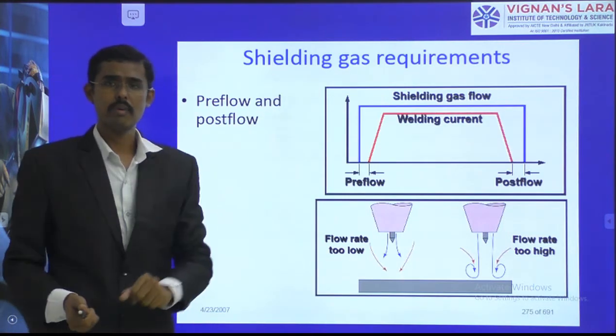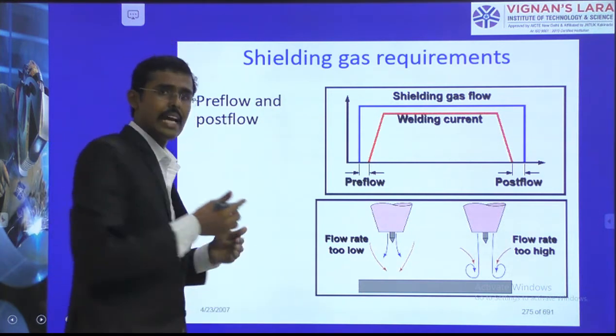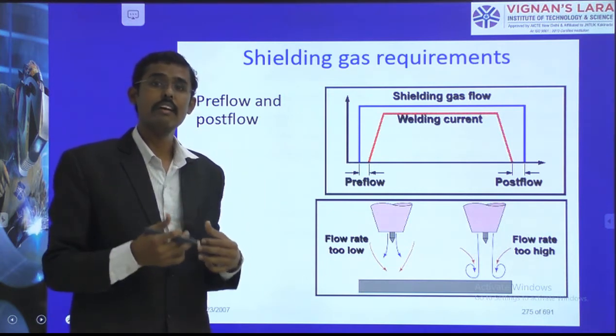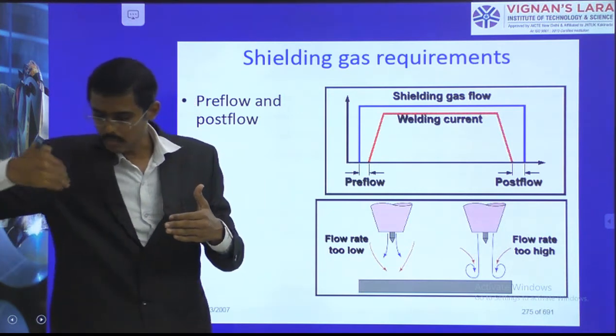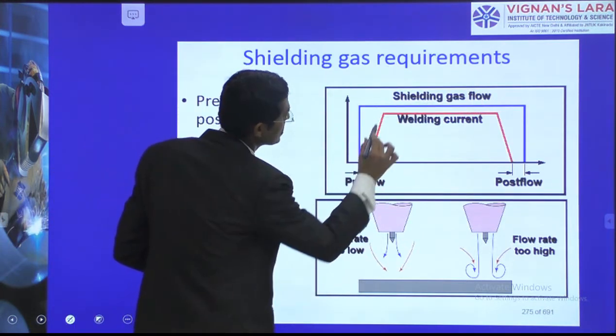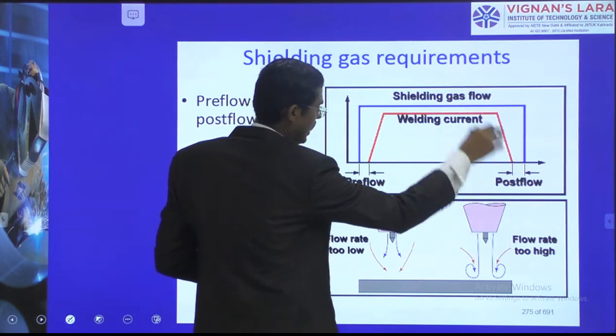Shielding gas requirement. In this, we have to protect the weld. That is our main agenda. When we protect, it should start pre and stop post. So welding has happened in this zone. It started at the red layer, welding is done, and it comes down.